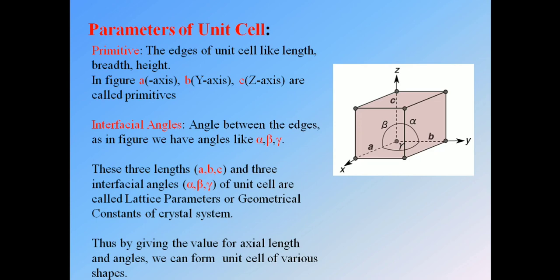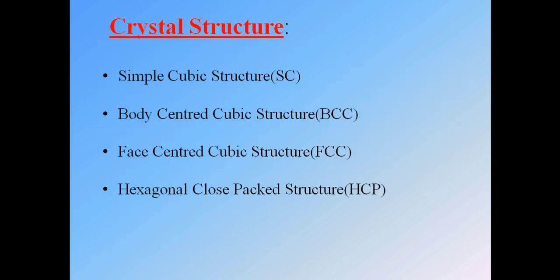You are getting a point or not? So the parameters are nothing but such things which can be used to draw the unit cells. By that parameter I can draw the unit cells. So just we have two things. One is primitive, that is A, B, and C, nothing but length, breadth, and height. Interfacial angles are the angles between the faces, that is alpha, beta, and gamma. And both length and angles are combinedly called as lattice parameters or geometrical constants. Okay, we will move forward.